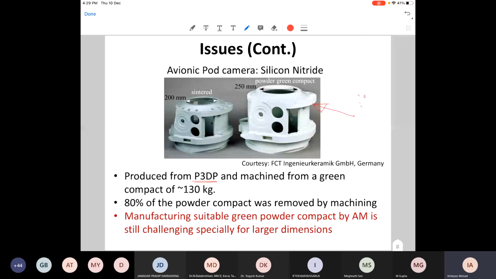So large parts are still a big challenge, and this is not very large. You can see this is just 200 millimeters. So that means this hole is about 20 centimeters, and so this size is hardly about 40 centimeters in diameter, and yet it is so challenging. And it is almost like 80% machining means you are not doing additive manufacturing.